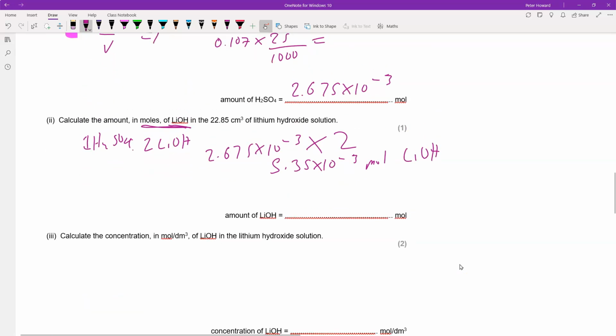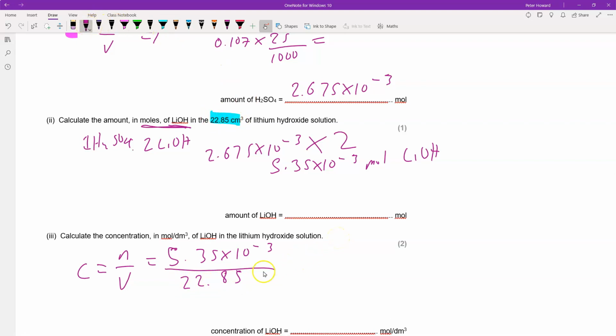Now concentration, concentration is moles over volume. We've just worked out the number of moles, 5.35 times 10 to minus 3. The volume was given as 22.85. If anyone's not sure where that came from, that was just from there.